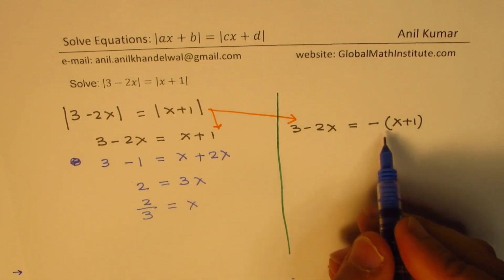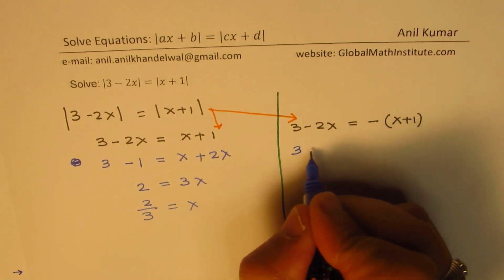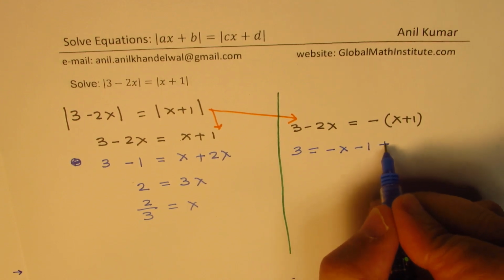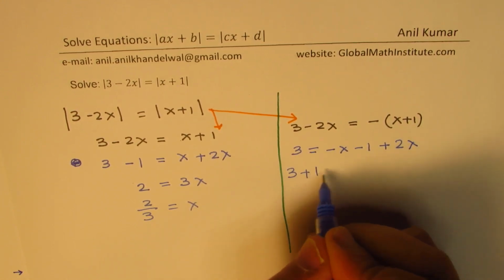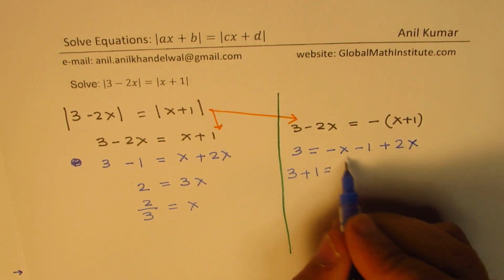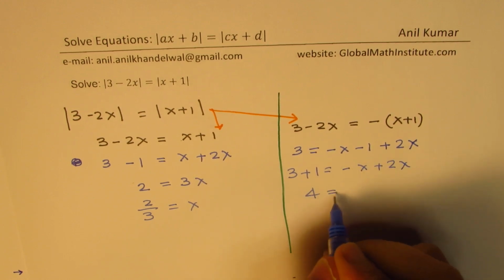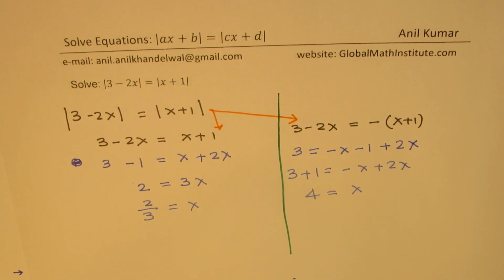On the other hand, we have minus x in this. We can take this to the right side. So we get 3 equals minus x minus 1, and that becomes plus 2x. Bringing this 1 to the left side, we get 3 plus 1 equals minus x plus 2x, which says 4 is equal to x. So we get x equals 4 as the other solution. Correct? So we have two solutions here, x equals 4 and x equals 2 over 3.